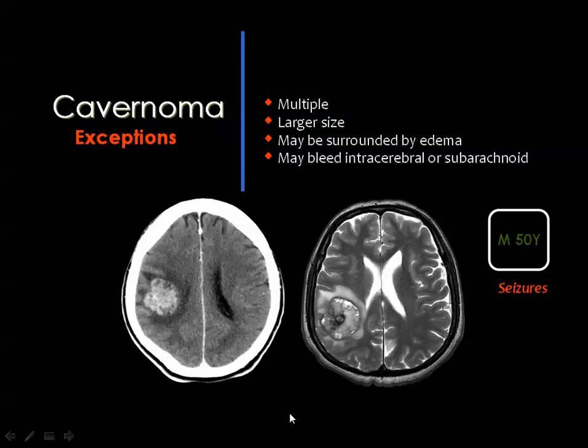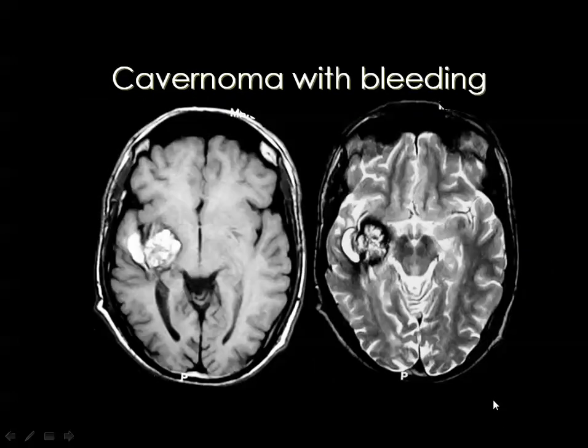Then what are the exceptions of cavernomas? The cavernomas may be multiple, it is well known. Cavernomas may be larger than 2 centimeters in diameter. Cavernomas may be surrounded by edema, and you can see in this case by CT and MRI the cavernoma showing the classic hemosiderin rim outside. And the cavernoma may bleed in the cerebral parenchyma or in the subarachnoid space. And actually, you will think, if the bleeding is sizable, it will mask the cavernoma.